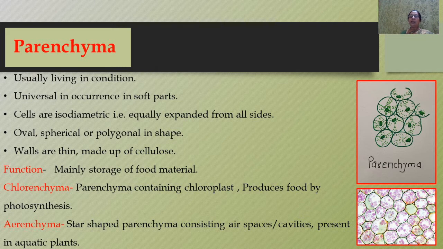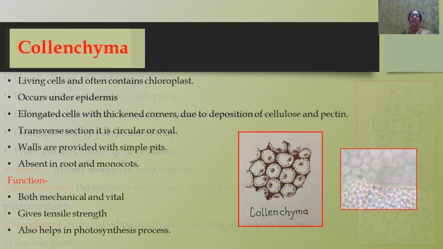Aerenchyma is the type of cells which is modified from the parenchyma only. In these types of cells, air cavities or air spaces are present, and these cells are generally present in the leaves and stems of aquatic plants. Their function is to make that particular part buoyant, or its weight lighter, so that they can float on the water body.